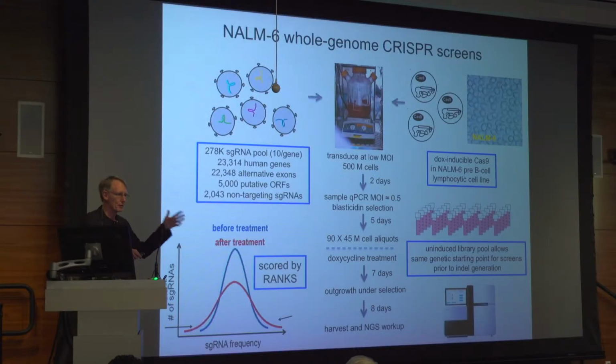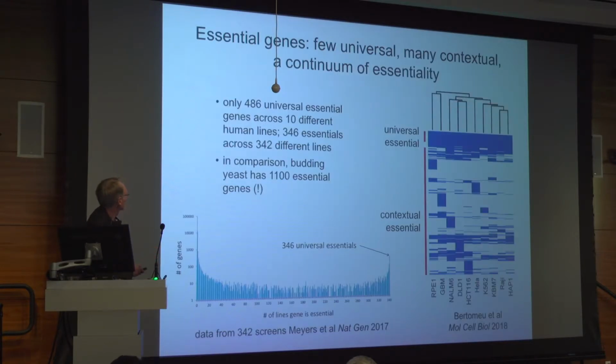And we use standard next-generation sequencing to work our screens up. And basically, all we're doing is looking for either enrichment or depletion of sgRNAs in the pool after whatever selection we apply to the cells. Okay, so in the first instance, when we were just benchmarking this system, I'll just make one point that actually, to us at least, was surprising.